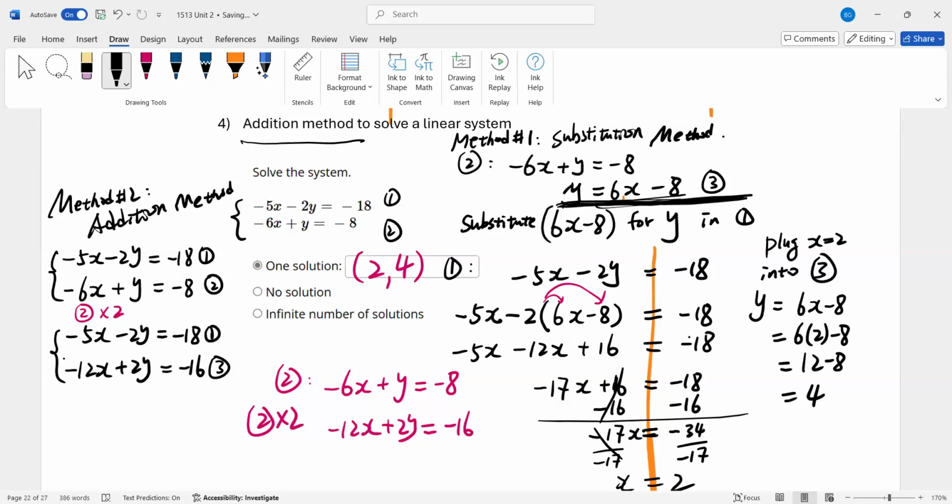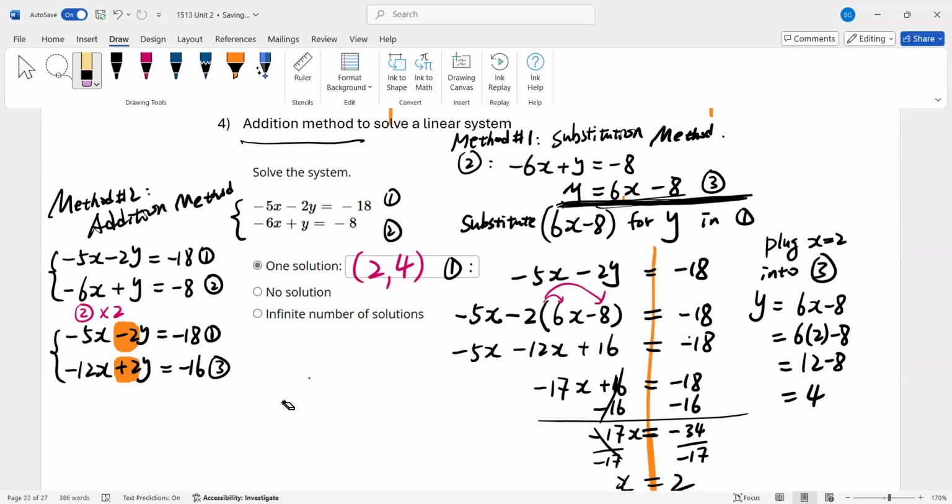Why do I do that? Because after I do this, look at the variable y in equation 1 and equation 3. Look at the coefficients of variable y in equation 1 and equation 3. They are opposites. That's the idea of applying the addition method. The key of applying the addition method is you manage to change the coefficients of one of the variables, in this case variable y, into opposites.